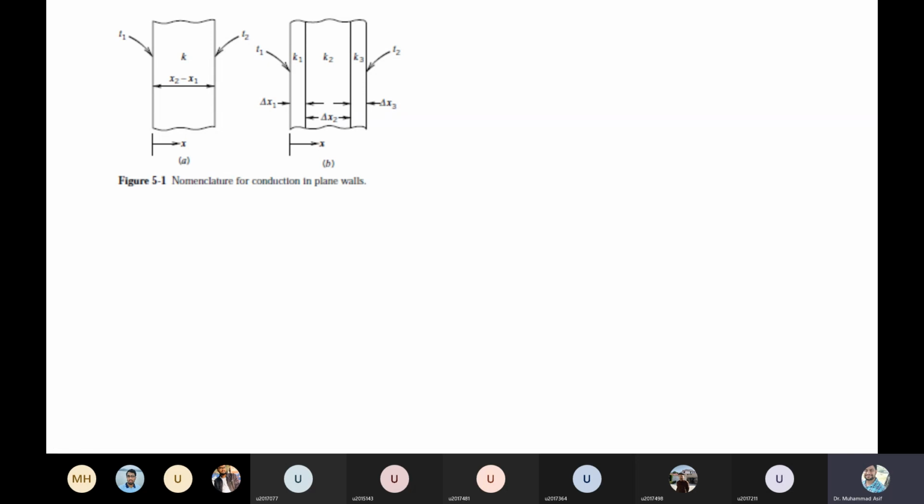As you can see in figure B, this is a complete wall, but in this case the wall consists of three layers. K1 is the thermal conductivity of the first layer, then the thermal conductivity of the second layer, then that of the third layer. This is the inside temperature and this is the outdoor temperature, and each component has a certain thickness: delta x1, delta x2, delta x3. So how do we calculate the heat transfer through this wall?